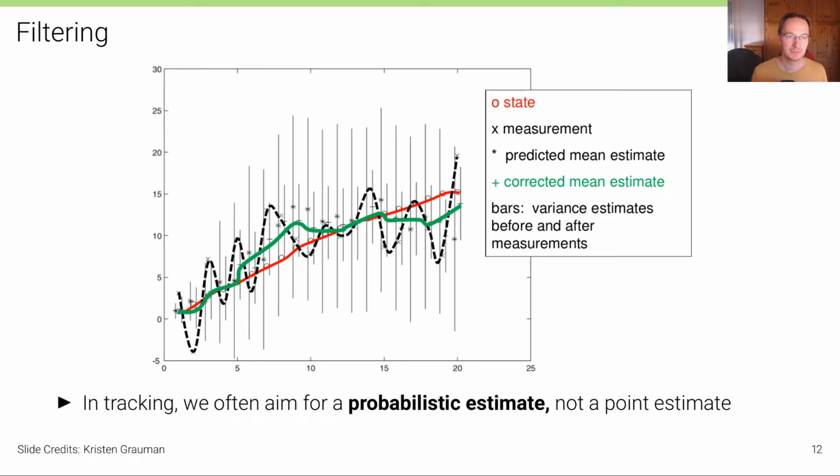Now, this is how this is reflected in the simple 1D example that we have already seen. In this case, the measurement would correspond to the dashed line. This is what we call y. And the estimated state would be the green line. Now in tracking, we're dealing with uncertainties in the state and in the detections, and so therefore we often aim for a probabilistic estimate, not a point estimate. We want to track distributions over time. For example, distributions about the object location over time.